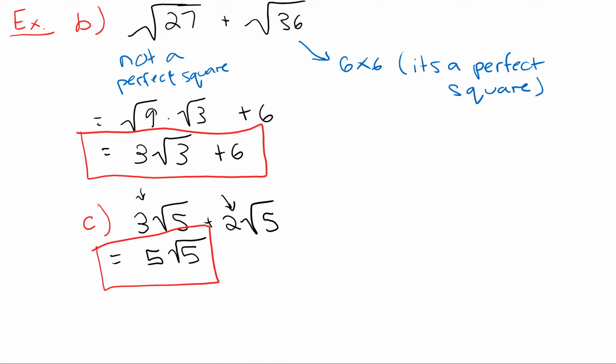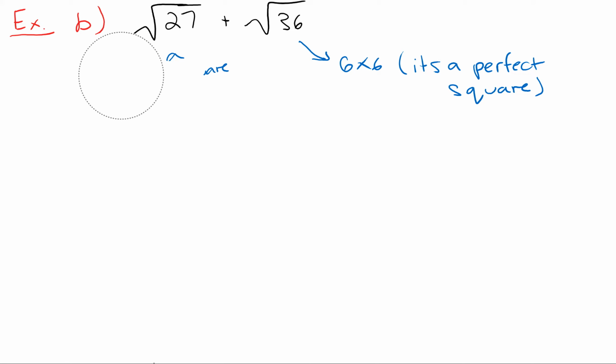If you don't believe that this is true, you can go and check it out in your calculator. You can type in 3 root 5 plus 2 root 5 and see what number you get. It'll be some decimal number. And then you can type in 5 root 5 and you will get the same decimal number. All right, so moving on to our next example.